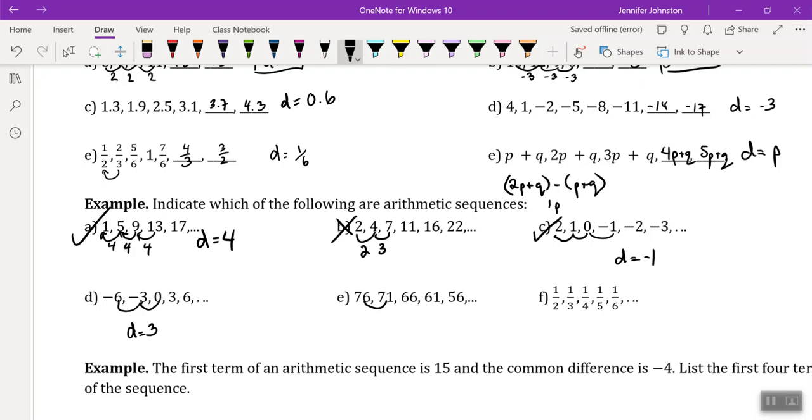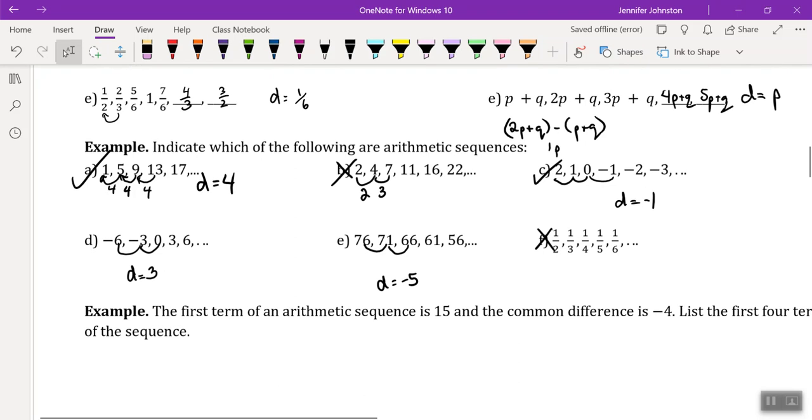This one, 71 minus 76, 66 minus 71. Yeah, a common difference of -5 every time. And this one, 1/3 minus 1/2 and 1/4 minus 1/3. No, that is not a common difference. It's not the same. It's not arithmetic. It doesn't have a common difference.